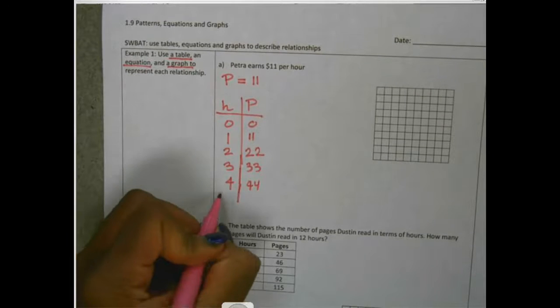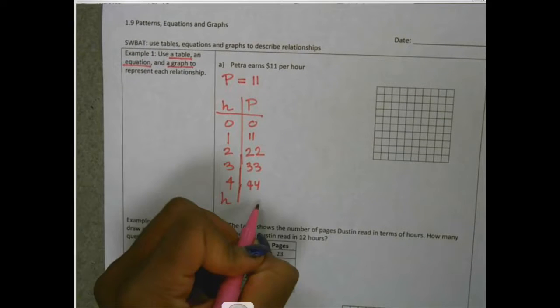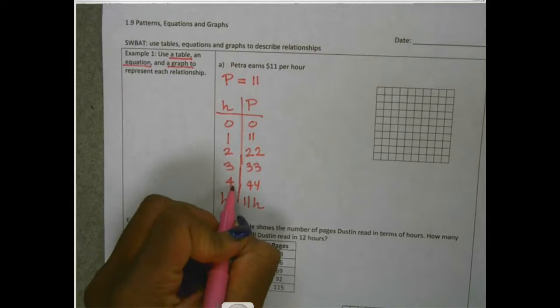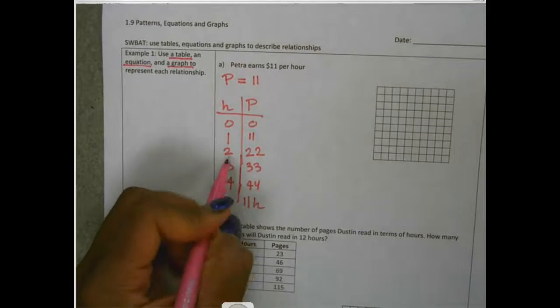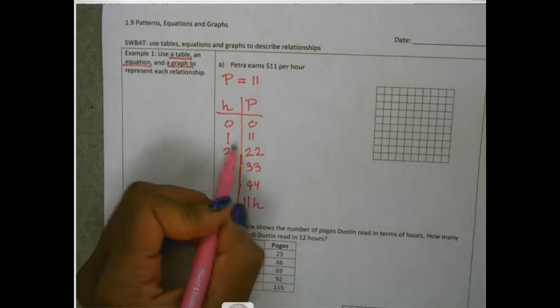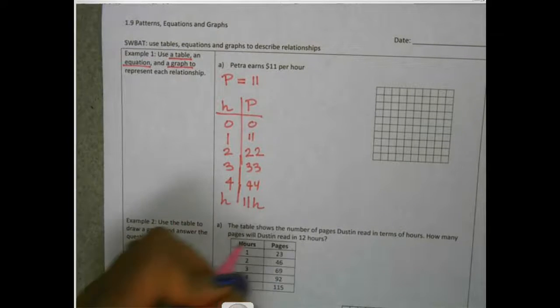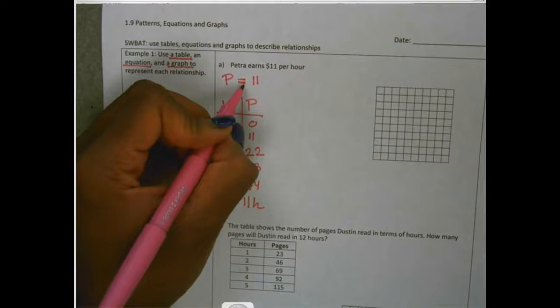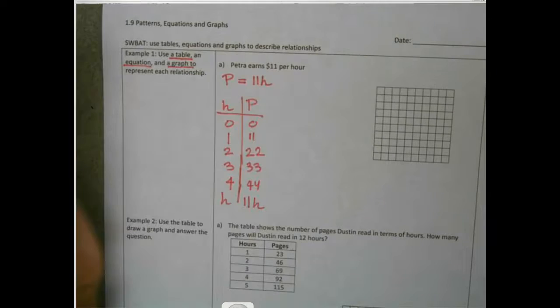If she works 8 hours, how much does she get? 11 times H. This was 4 times 11, 3 times 11, 2 hours times 11, 1 times 11, and then H times 11 for the general one. So Petra, the money she makes is 11 times H.